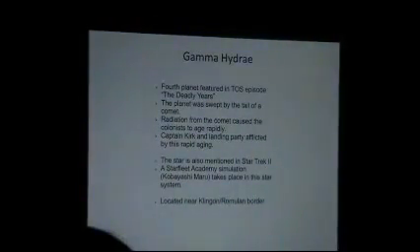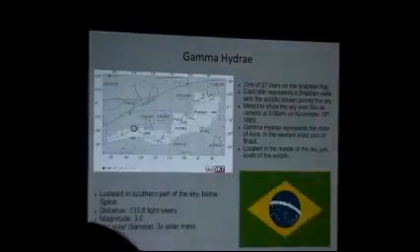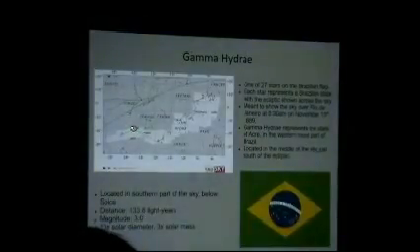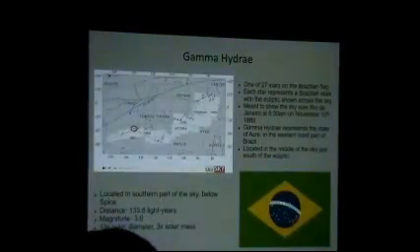Okay. Gamma Hydrae. This featured an episode where Captain Kirk and a few of the landing party aged rapidly. Where do you find it? Right about here. It's really low in the sky, below Spica. So it doesn't get very high in the sky. It's magnitude 3, so you should be able to find it.